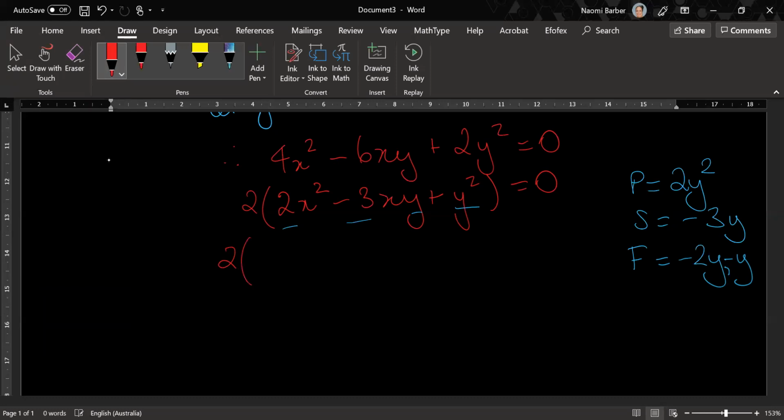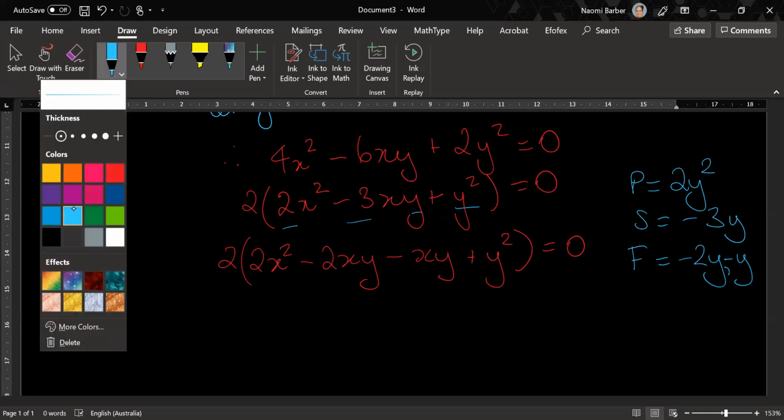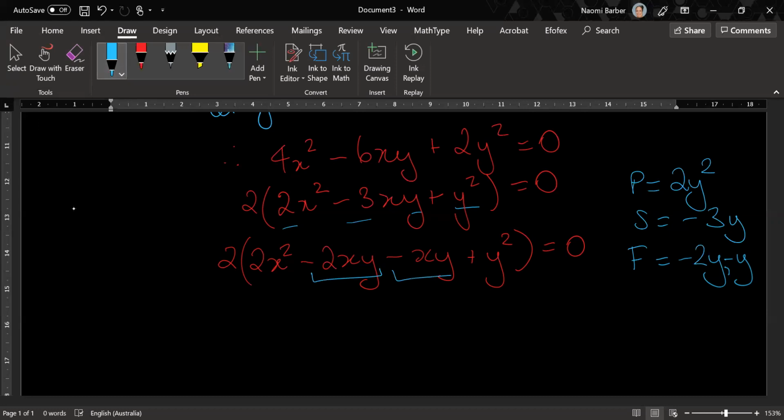So I've got 2 outside of 2x squared minus 2xy, that's the 2y there, minus xy, and that's the y, plus y squared equals 0. Let's just check that that adds up correctly. Minus 2xy minus xy is minus 3xy. So that's fine. Okay, maths is still happening.